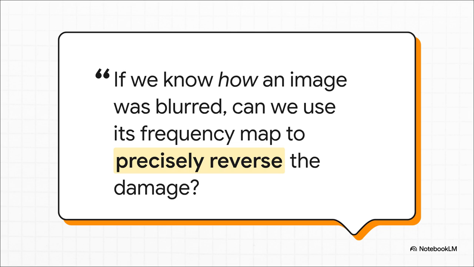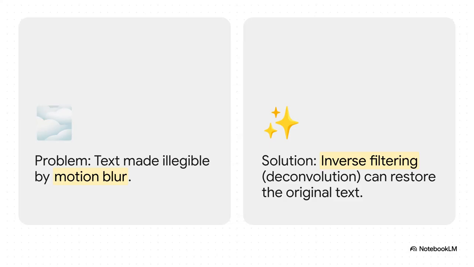Like, say, we know the exact motion of the camera. Could we then create a filter that does the perfect opposite? A kind of inverse filter to undo the damage completely? And the answer, amazingly, is yes. This technique is called deconvolution. By figuring out the exact nature of the blur, we can apply a super precise inverse filter in that frequency domain, and we can actually reverse the effect. Look at this. Text that was totally unreadable because of motion blur can be brought back into perfect focus. It's just an astonishingly powerful idea.